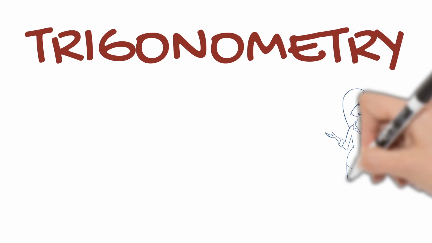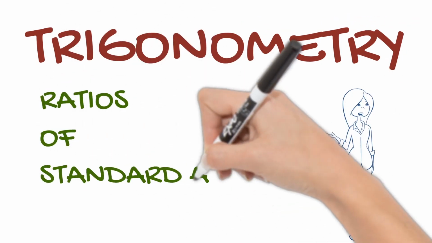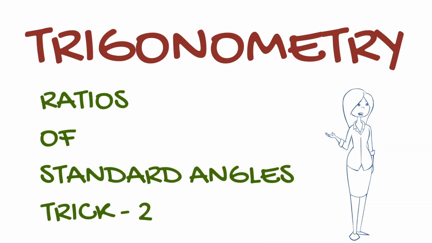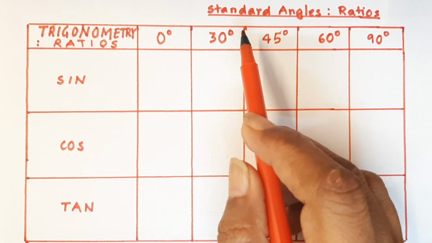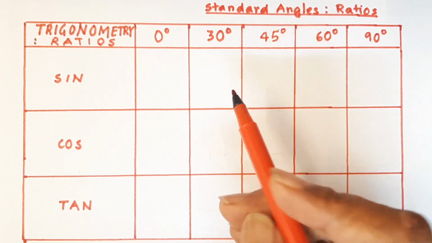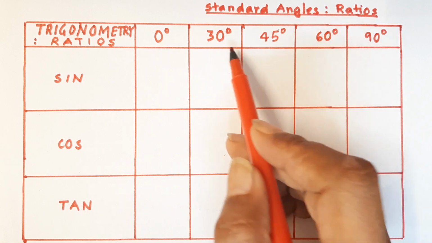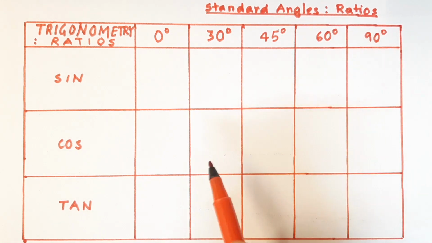Today we are going to learn how to get the ratios of standard angles, that is trick number 2. Here is one more trick to remember the ratios of standard angles. As we know, the standard angles are 0 degrees, 30 degrees, 45 degrees, 60 degrees and 90 degrees.